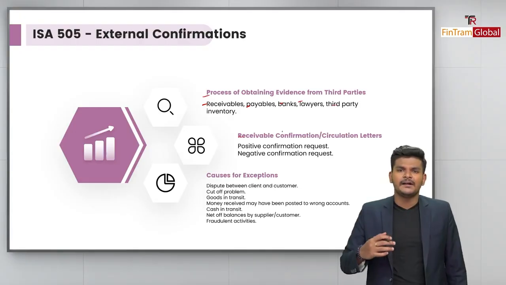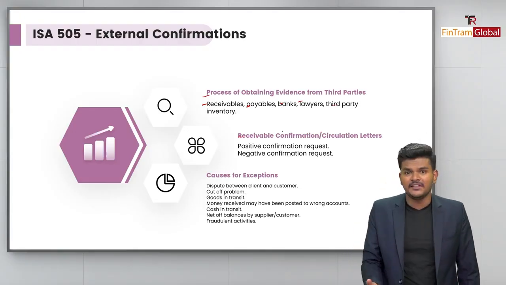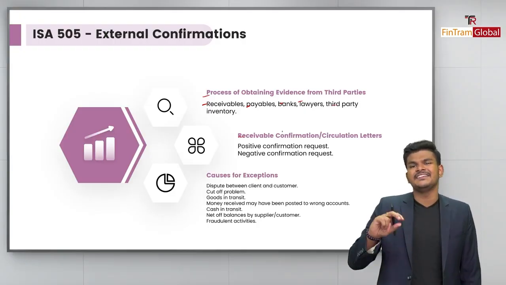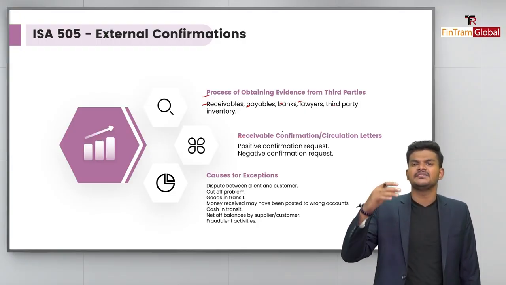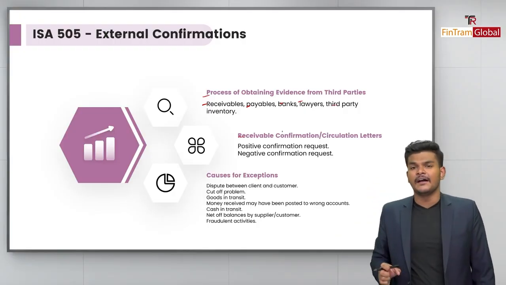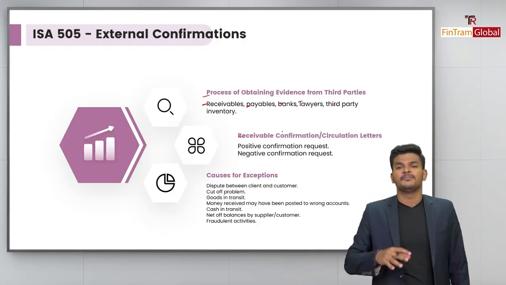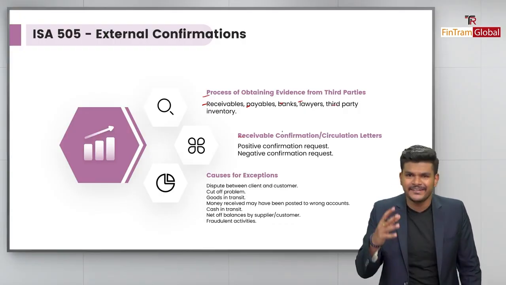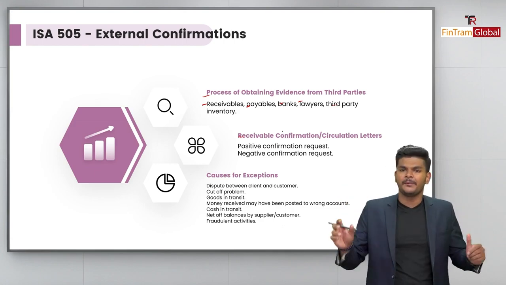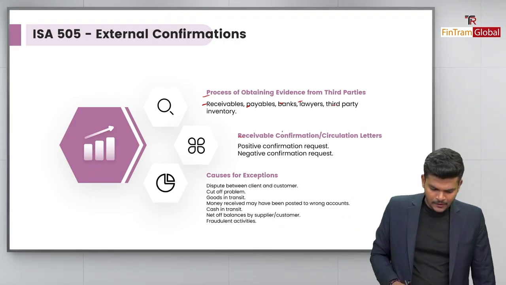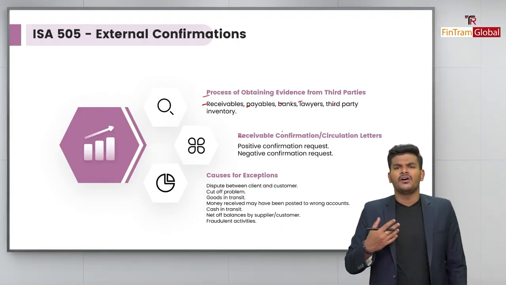So what we do is, we will send the confirmation request, but the response is only mandatory if there's a disagreement. If the customer does not agree with the account balance that is shown in the confirmation request, then they have to respond back. If they agree, then it's fine. They don't have to respond back. But if they don't agree, then they'll have to respond back. That's basically the idea.